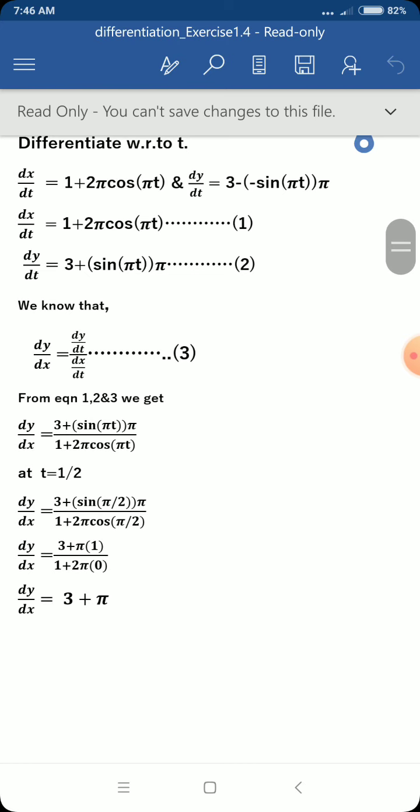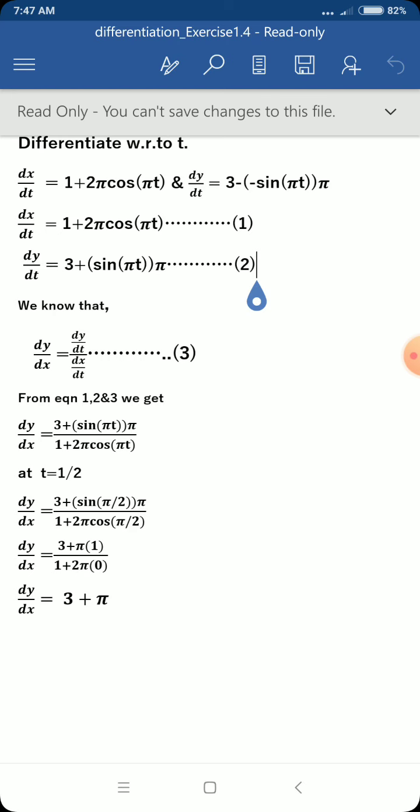Now derivative of y with respect to t is dy upon dt equal to 3 into derivative of t, which is 1, minus derivative of cos of pi t, which is minus sine of pi t into pi. Therefore, dy by dt is equal to 3 plus sine of pi t into pi. Now call this equation second.